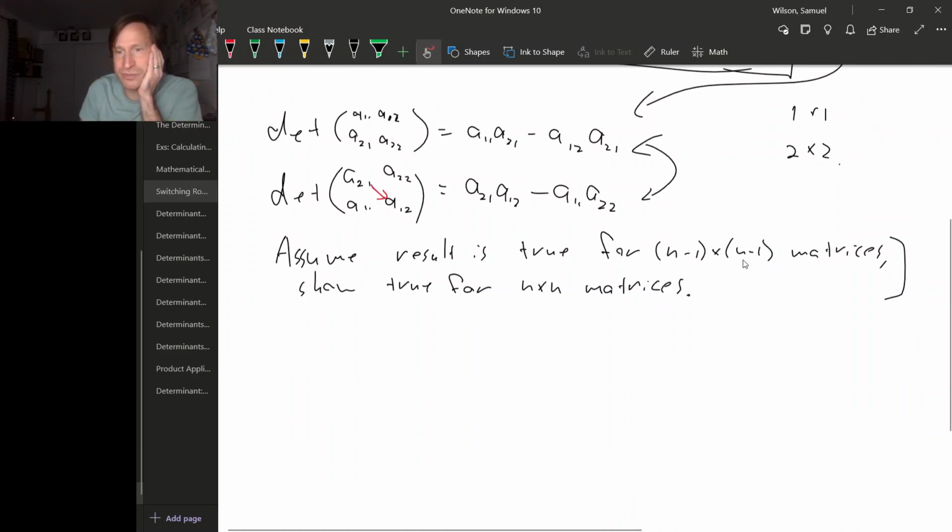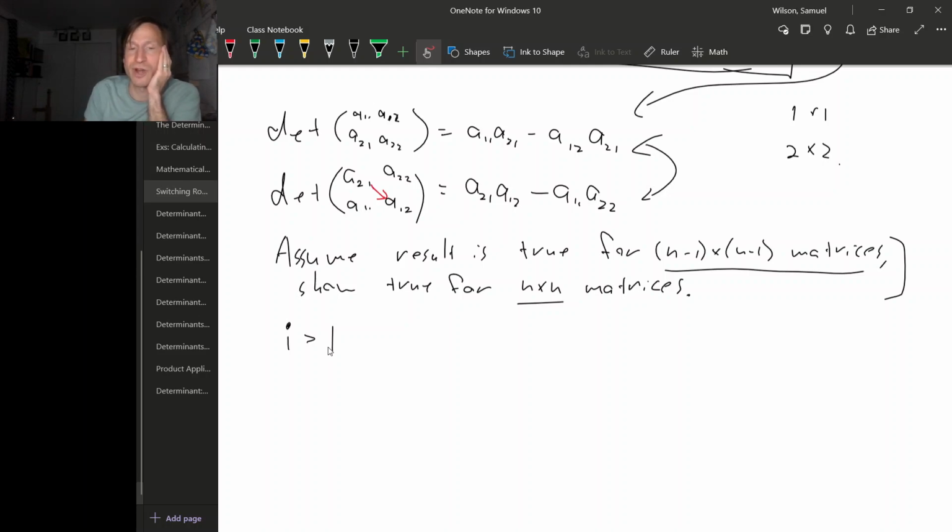Now, we're assuming that swapping rows in smaller matrices changes the sign of the determinant. And now we need to show that it's true for n by n matrices. So there are 2 cases. The first case is the row that we're switching. Remember, I is the row number that we're switching with its neighbor. Let's suppose that that's bigger than 1. So the 2 rows that we're interchanging are not the first 2 rows.